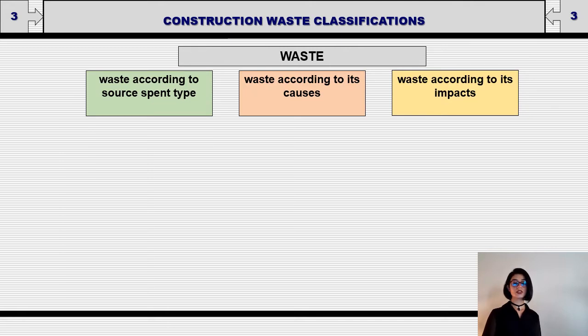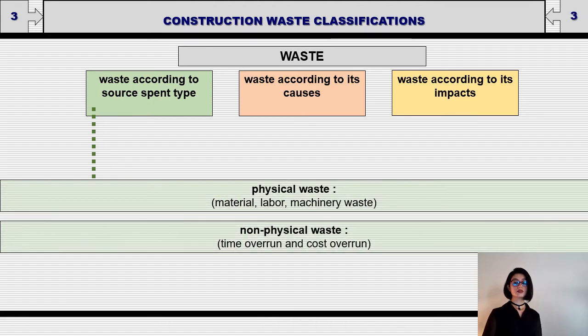The first part of this classification is waste according to source type. In literature, this group has two subgroups, physical waste and non-physical waste. Physical wastes are material, labor, and machinery waste. The non-physical wastes are time overrun and cost overrun.